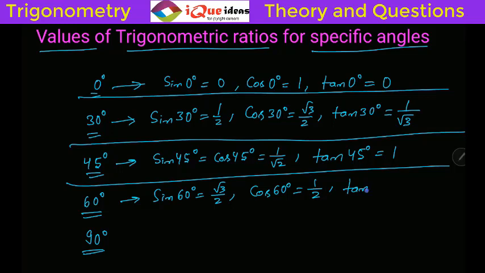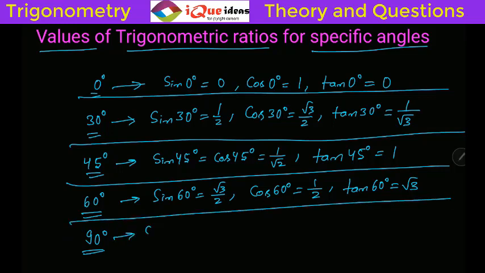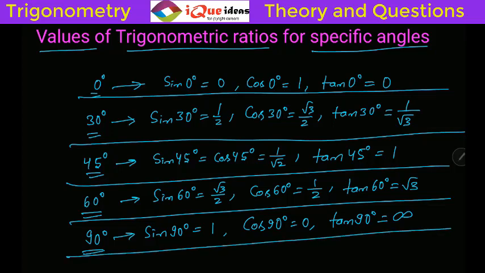And hence tan 60 degree will be equal to sine 60 divided by cos 60. So root 3 by 2 by 1 by 2. So simply root 3. And finally, sine 90 degree is equal to 1, cos 90 degree is 0 and tan 90 degree will be equal to 1 by 0, that is infinite. Okay. So from these values obviously you can find the other trigonometric ratios also, but these three are more important: sine, cos and tan for all of these angles.